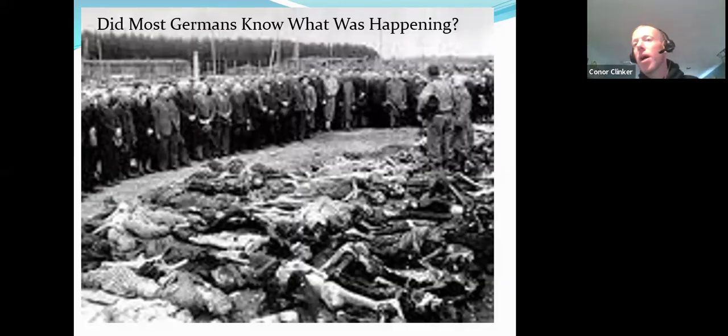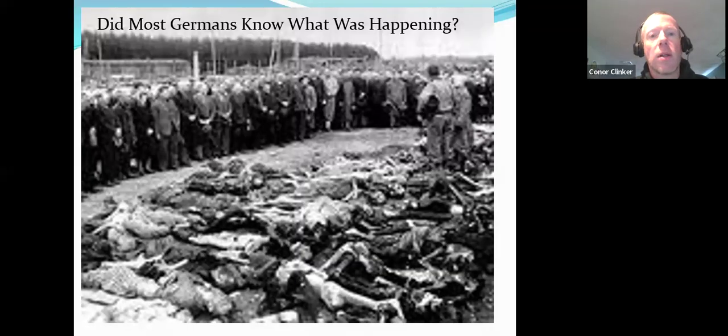So let's answer this question honestly. Did most Germans know what was happening? Of course. To some degree, of course. All their German neighbors disappeared. Where'd they go? No place good. They knew to some degree what was happening. Of course they did. Now, we can condemn them for not doing anything.